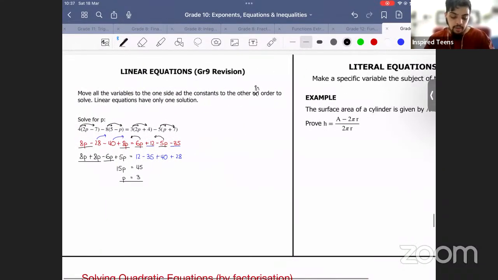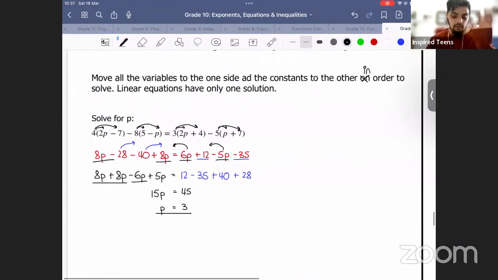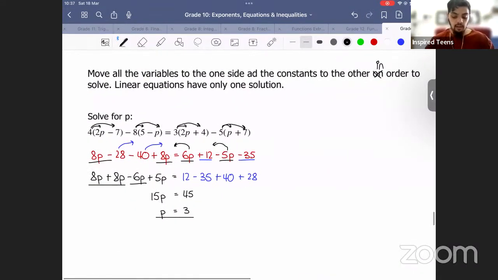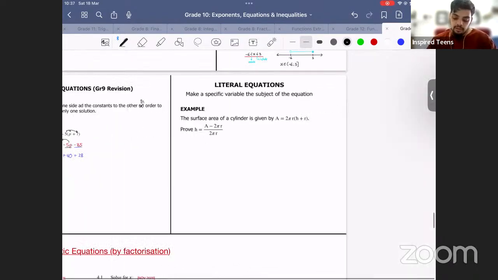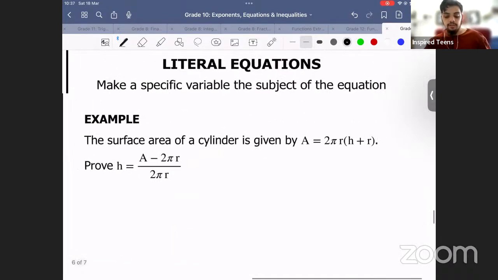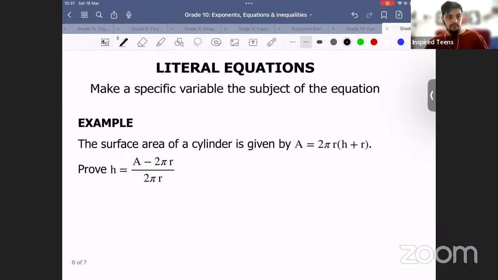So that's linear equations. That's nothing new, nothing fancy. Like, you guys should all be able to solve these, right? Just revision. Let's talk about literal equations, which is not only good for this. If you guys do physics, this is excellent for physics. Physics, chemistry, finance. This is going to help you in finance, in mathematics. Okay, literal equation. It says make a specific variable the subject of the equation.